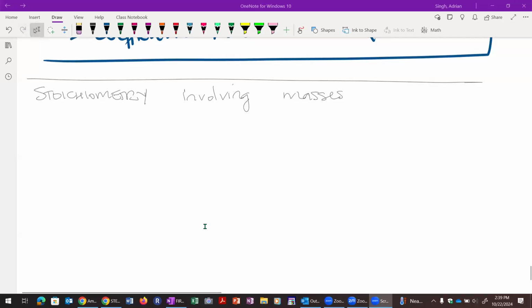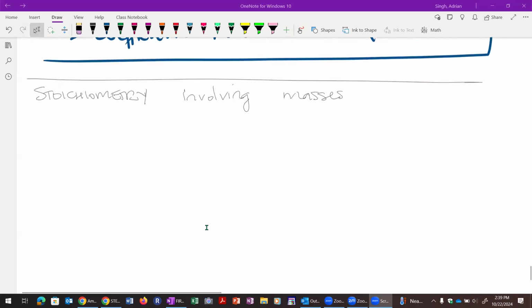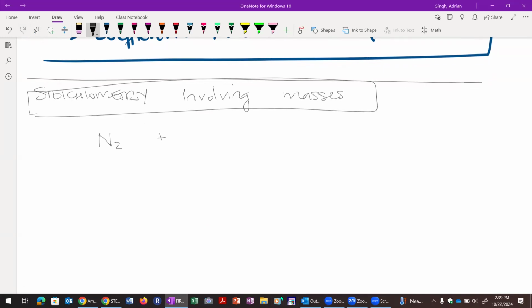Okay, so now that we have a basic grasp of what stoichiometry is, which is just simply using those multiple ratios from the balanced equation, let's take a look at a more practical application of stoichiometry. And we'll use a slightly different equation to illustrate this process. So let's say we had nitrogen reacting with hydrogen to produce ammonia, which is NH3.